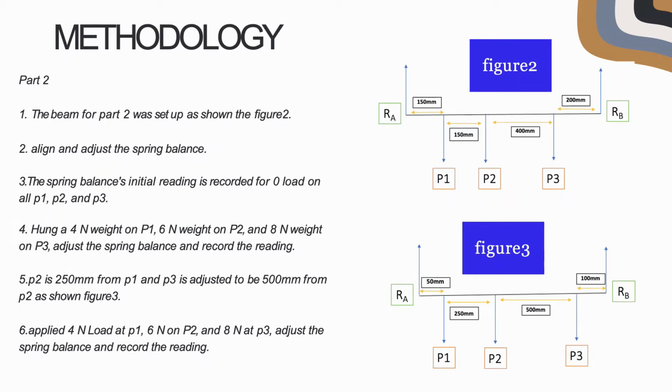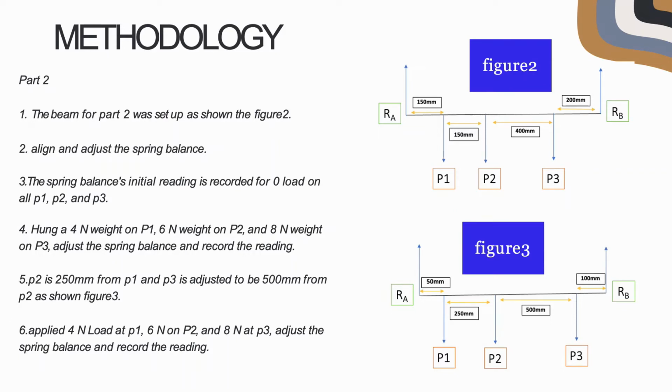Step 2, you have to align and adjust the spring balance. Step 3, the initial reading of the spring balance is recorded for zero load on all B1, B2, and B3 load hangers. Step 4, you have to hang a 4 Newton weight on B1, 6 Newton weight on B2, and 8 Newton weight on B3. Then you have to adjust the spring balance and record the reading.